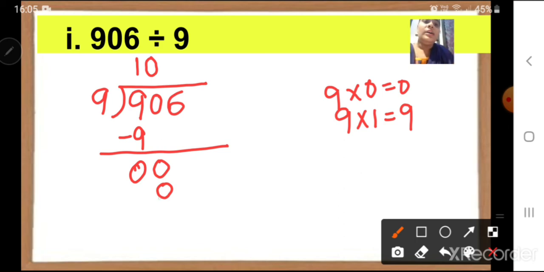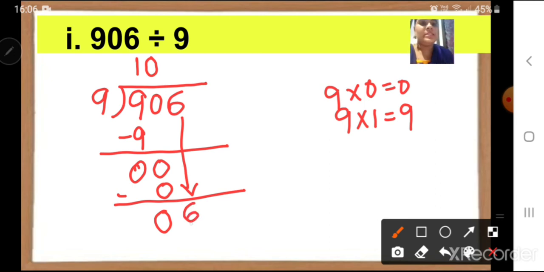9 zeros are 0. This also you have to divide. We cannot directly write number 6 down. If you put number 6 directly down and divide, then you will get a wrong answer. So we have to first divide number 0. Then put your minus sign. 0 minus 0 is 0. Then number 6 will come down.